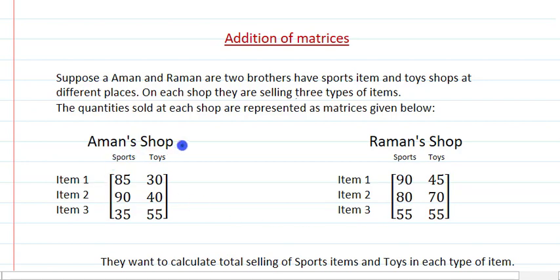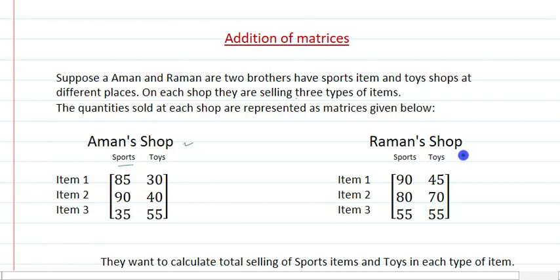At Aman's shop, sports items are of three types, and it is given that 85 sports item number 1, 90 sports item number 2, 35 sports item number 3 are the numbers of the items that he sold at his shop. And in toys again three types of items are there, and he sold 30 of item 1, 40 pieces of item 2 and 55 pieces of item 3.